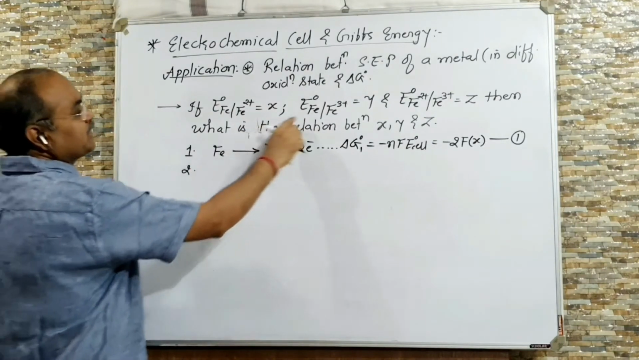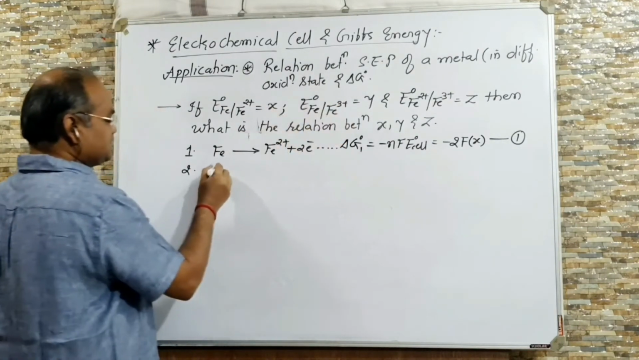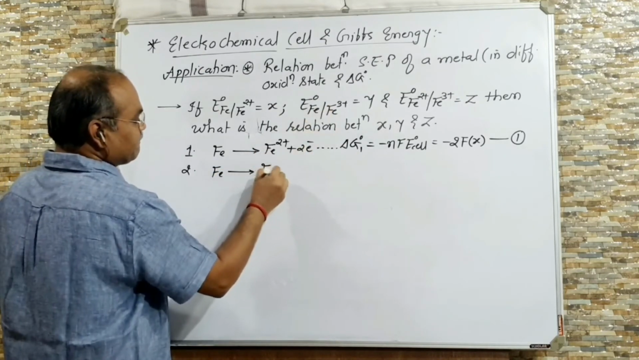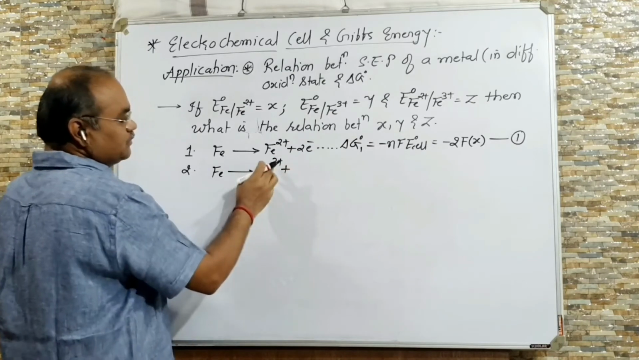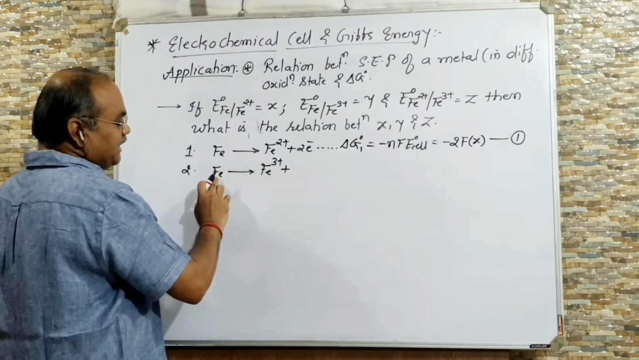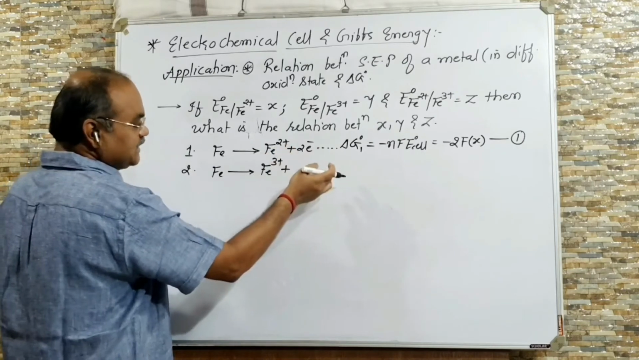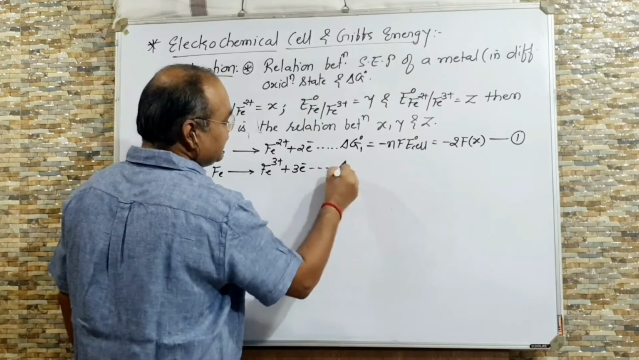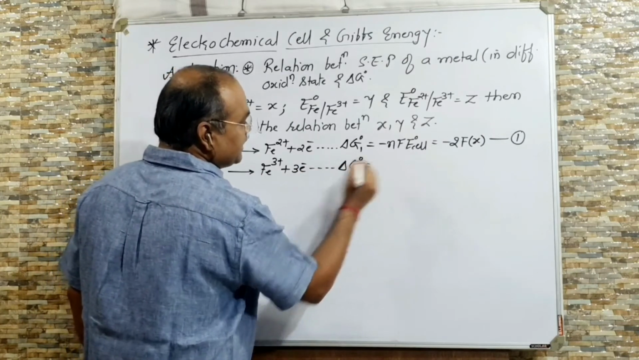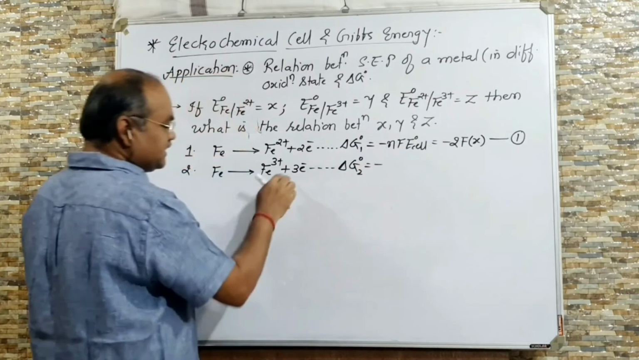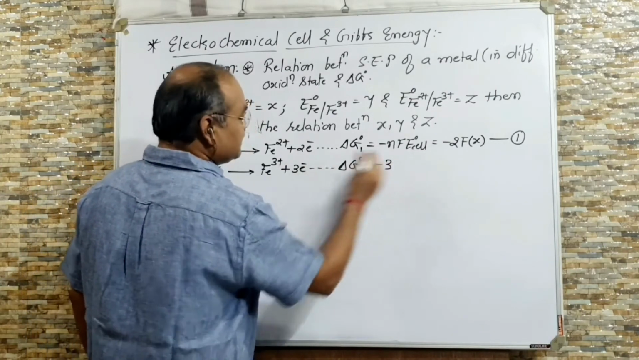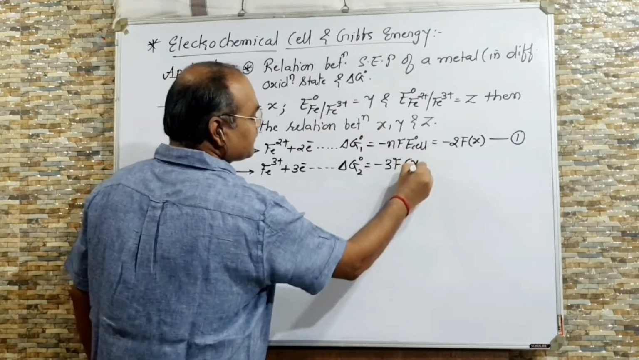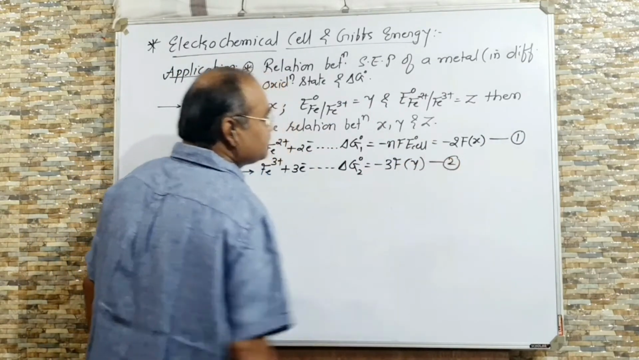Second, I am having Fe oblique Fe3+. So Fe gives Fe3+. When a metal is converted to a positive ion, it loses electrons. If it is plus 3, it will lose 3 electrons. So here delta G02 will be equal to minus, number of electrons transferred is 3, F is Faraday, E0 cell is Y. This will be number 2.